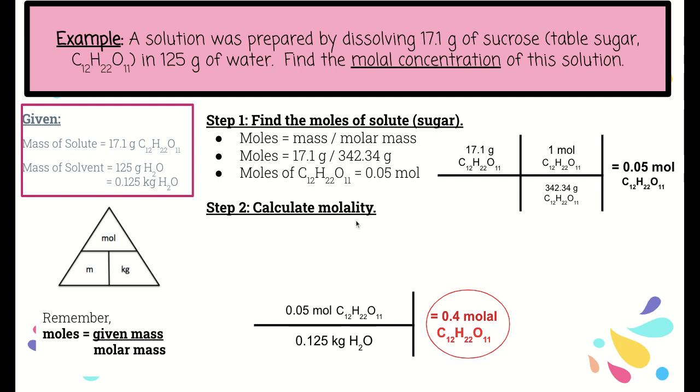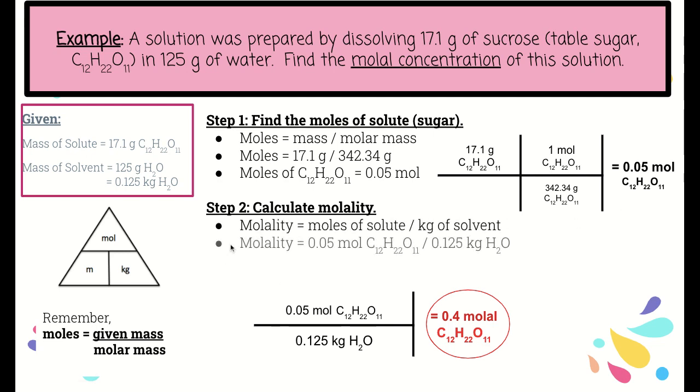Now we have to find the molality. We know that the molality is just going to be the moles of our solute divided by the mass of our solvent. So we're putting that in down here. I have 0.05 moles of sucrose divided by 0.125 kilograms of water. That's going to give us a 0.4 molal solution of sucrose.